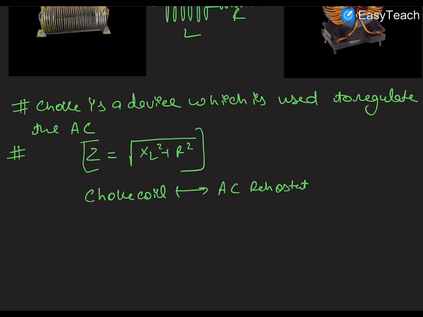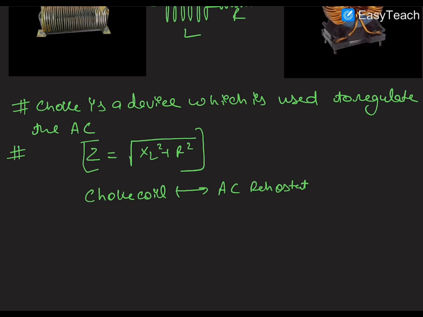Then the major difference, and the major question which arises, is why we do not use the rheostat to control AC. Because a rheostat is a pure resistance, and pure resistance is responsible for a lot of heat loss in the circuit, and therefore to avoid that heat loss we cannot use the pure resistance, that is the rheostat, in AC circuits.